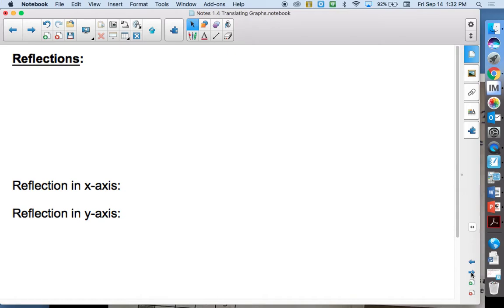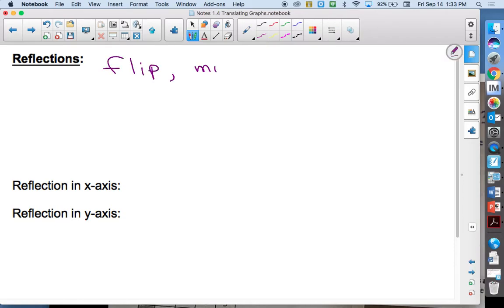What's another word we could use for a reflection, Brandon? Flip. A flip, yeah, that's usually what you call it. You can also think of it as a mirror image of the original graph. Just like you look in the mirror, you see your mirror image of yourself, you see a reflection of yourself, or a flip of yourself.